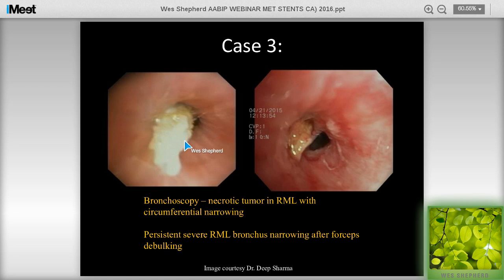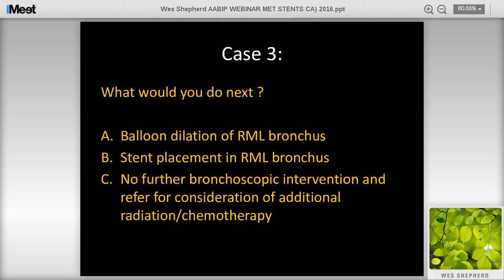On bronchoscopy, there was a necrotic tumor originating from the right middle lobe bronchus with fairly significant circumferential narrowing, and this was mechanically debulked as much as could be done, and despite that, there was still fairly severe right middle lobe bronchus narrowing despite debulking. And I realize this picture is fairly close up, but what we're illustrating here is pretty severe narrowing of the right middle lobe bronchus just down to a few millimeters.